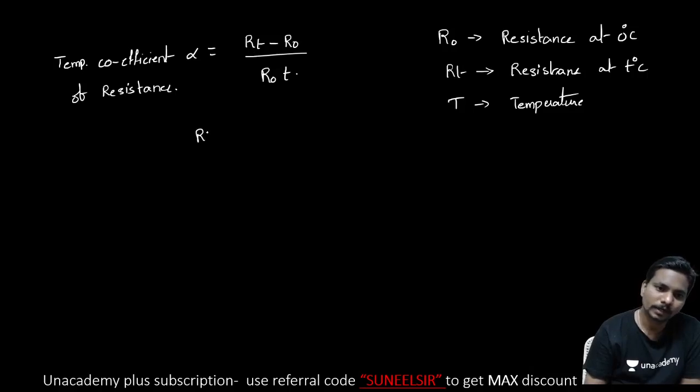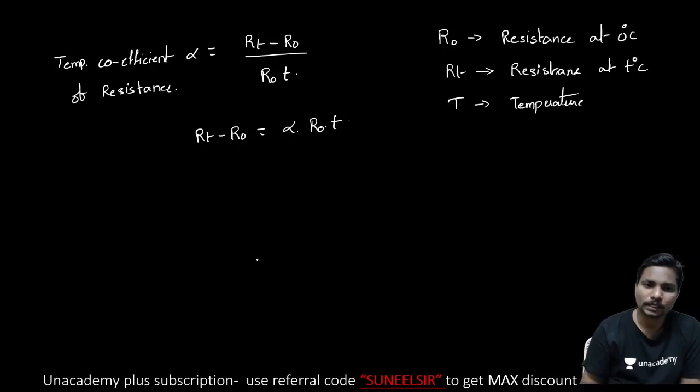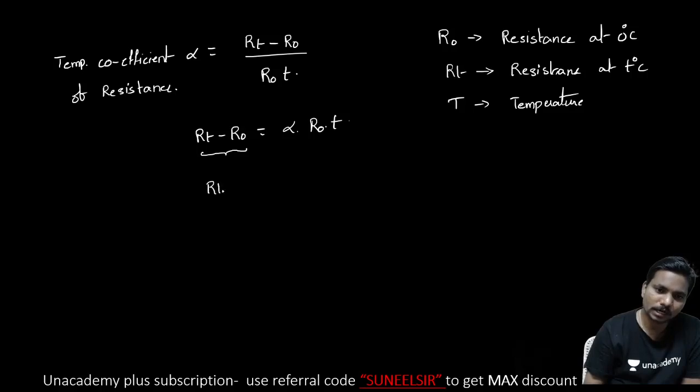If you multiply this out, you get RT minus R naught is equal to alpha into R naught into T. That means the change in resistance is directly proportional to the resistance at 0 degree centigrade into the temperature. So from this, RT is equal to, if you take R naught common, R naught into 1 plus alpha T.